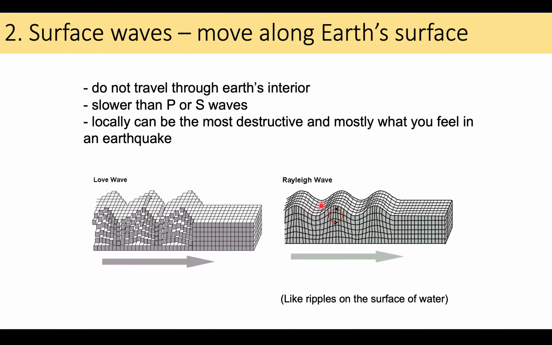The main two types are the L wave and the R wave, the Love wave and the Rayleigh wave. Love wave is sort of a zigzag pattern. Rayleigh wave travels like ripples on the surface of water, or like waves in the ocean.